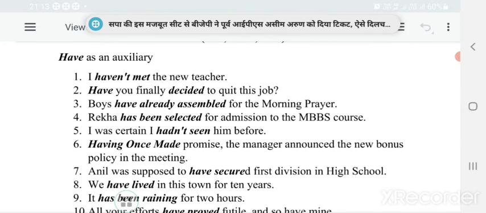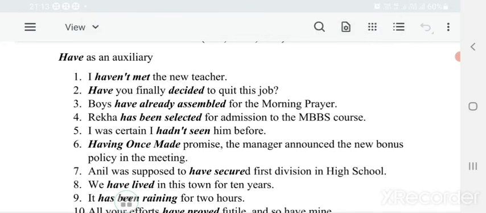Have you finally decided to quit this job? Now in this kind of sentence where the interrogative sentence is made, have is placed just before the subject, you, and it has made it interrogative. Have you finally, and then comes decided, the main verb. The main verb is in the third form.